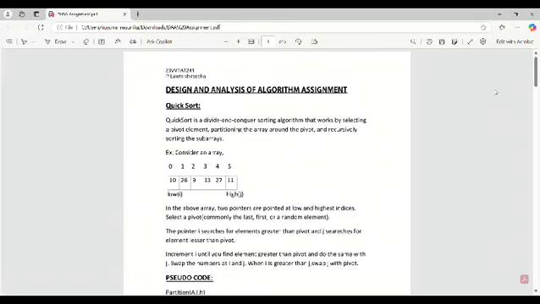This video is to explain about the quicksort algorithm and its complexity. Quicksort is a divide and conquer sorting algorithm that works by selecting a pivot element, partitioning the array around the pivot, and recursively sorting the subarrays.